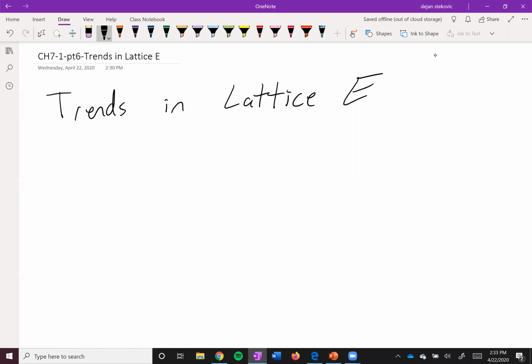So let's talk about some trends in lattice energy. We won't always predict the exact number here, but there are a lot of useful trends. Remember, what we're talking about here is an interaction between a positive and negative charge. And this interaction is favorable, right? Positive and negative charges are attracted to each other, so this is favorable.